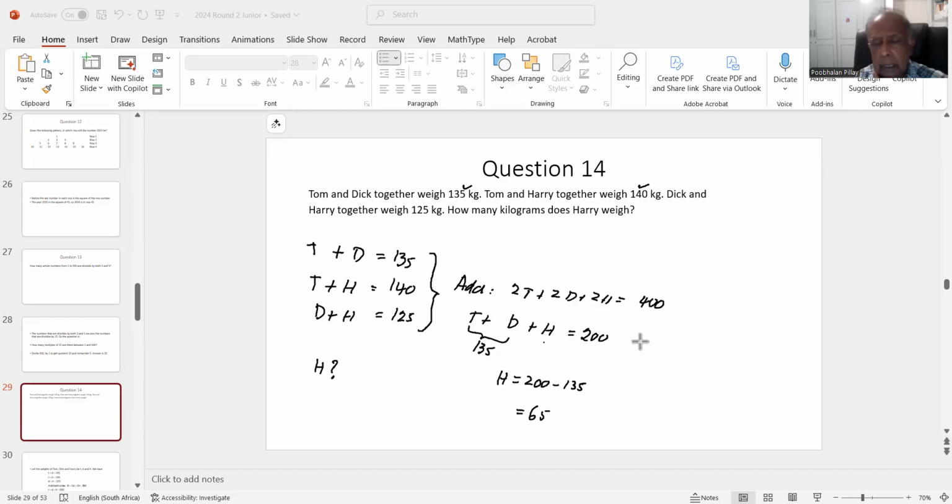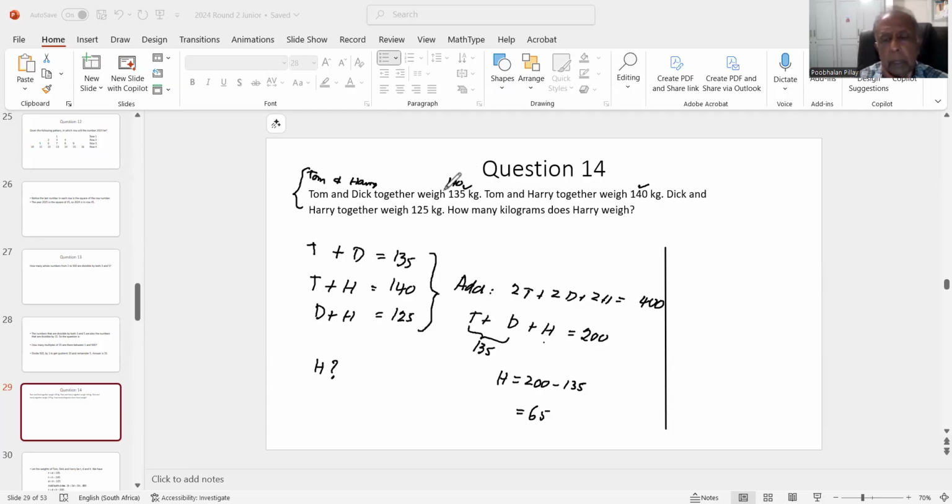Now there is another way of doing this. This requires pure logic. You see, I've got Tom and Dick together, they weigh 135. And then you've got Tom and Harry. Let's just look at this. Tom and Harry together weigh 140.